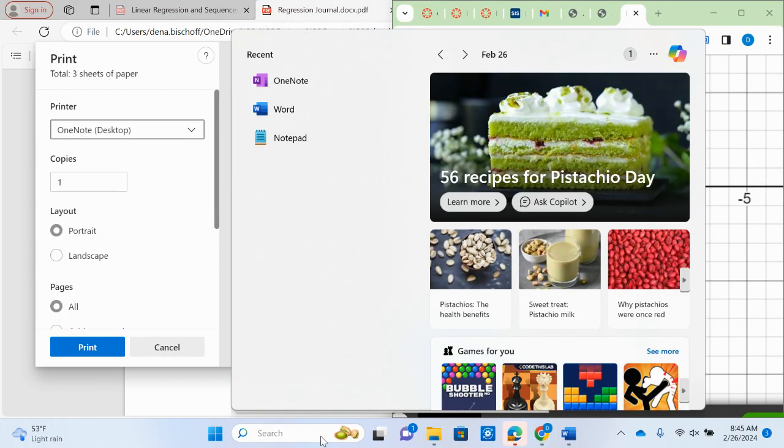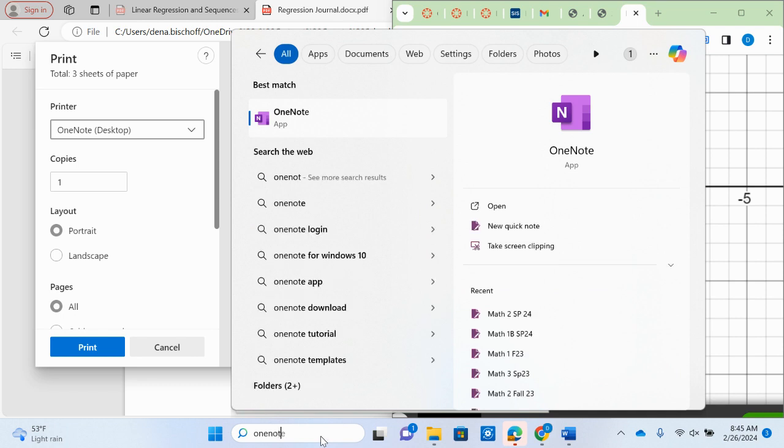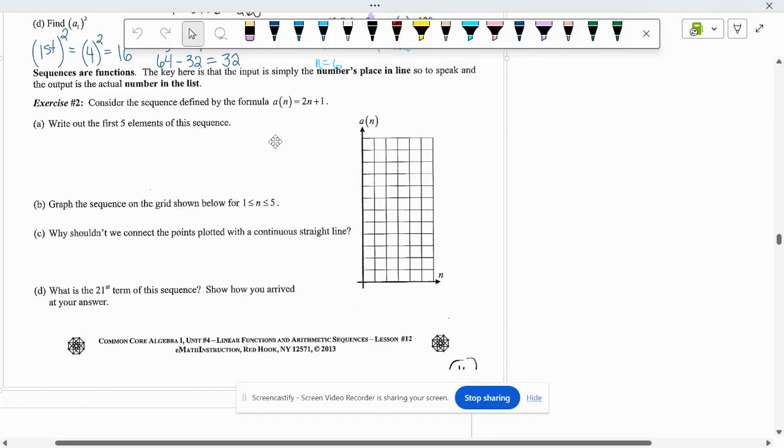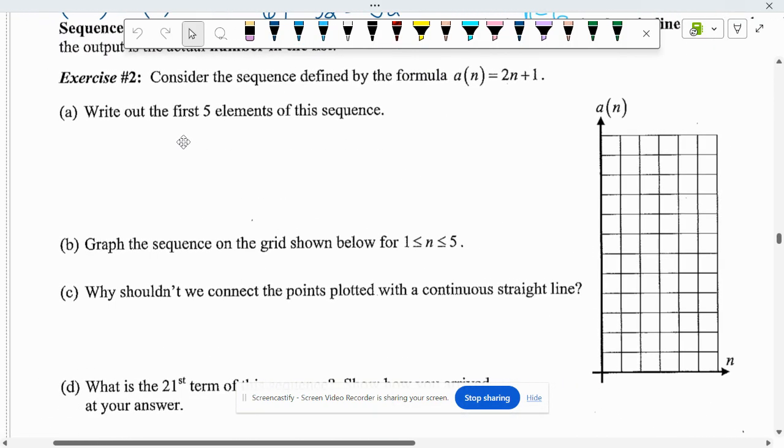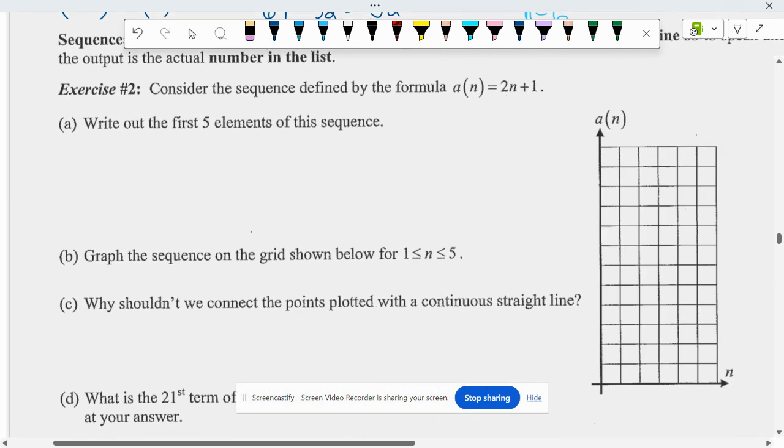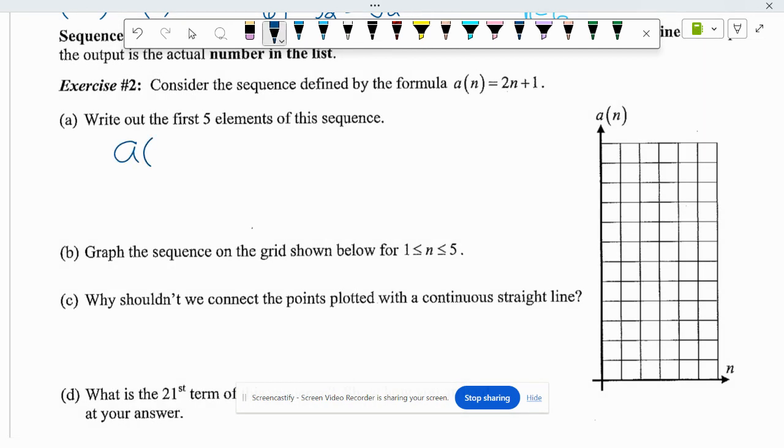A of 1. So we're going to put A parenthesis 1 equals 2 times 1 plus 1. Well, that's the same thing as 3. A sub 2, my second term, well, that's 2 times 2. I'm just replacing the n with the number 2, plus 1. And 2 times 2 is 4 plus 1 is 5.